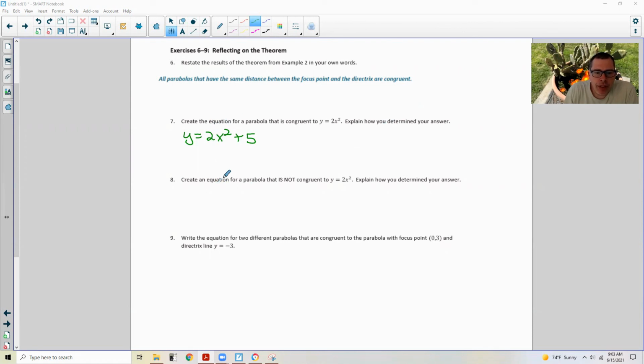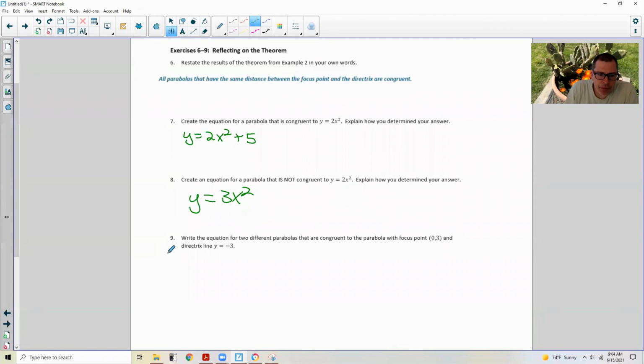Number 8 says create an equation for a parabola that is not congruent to y equals 2x squared. Well, that's pretty simple now. y equals 3x squared. Just change your a. Number 9, write the equation for 2 different parabolas that are congruent to the parabola with a focus point 0, 3 and a directrix line y equals -3.